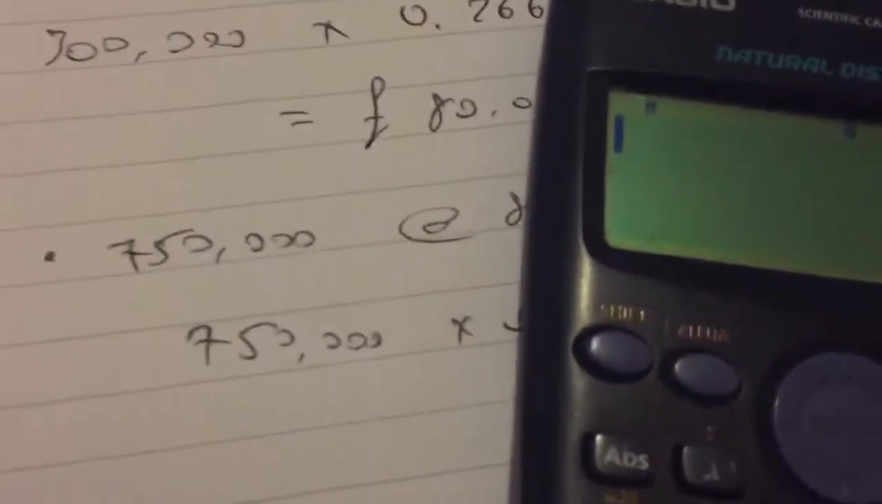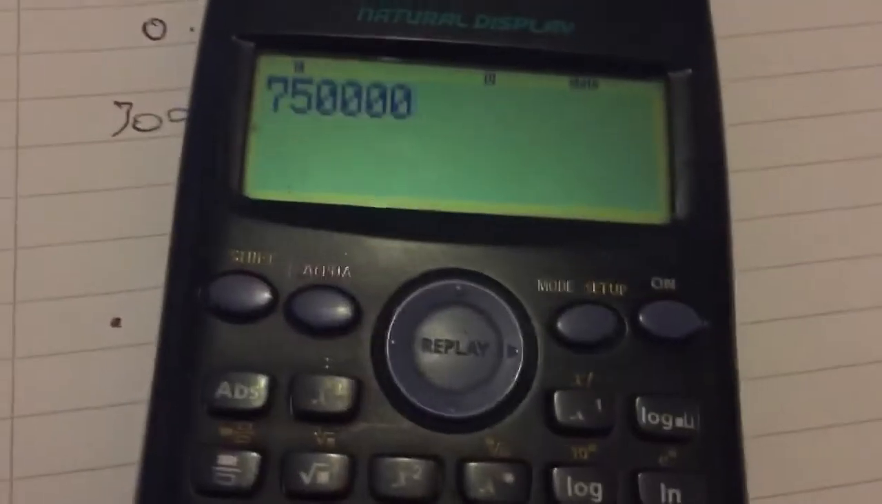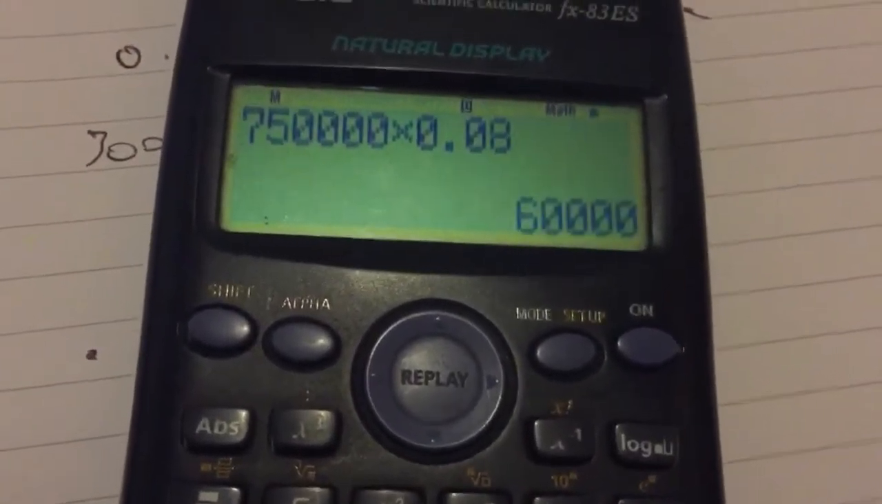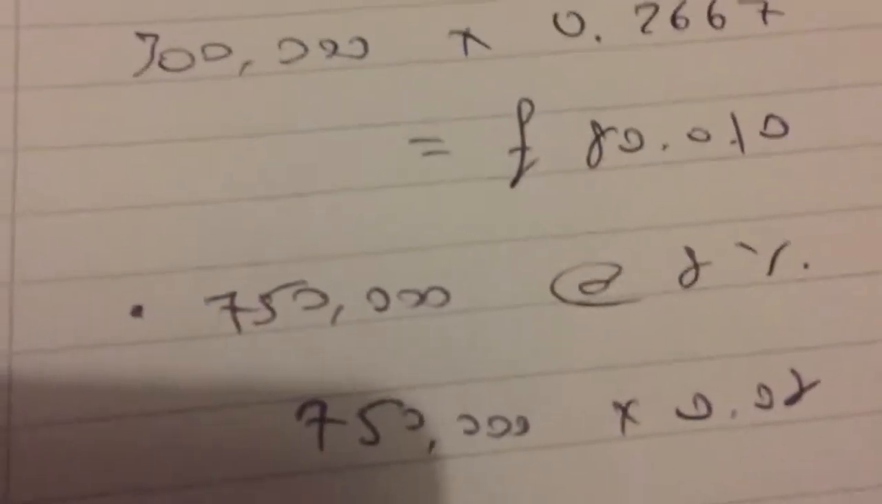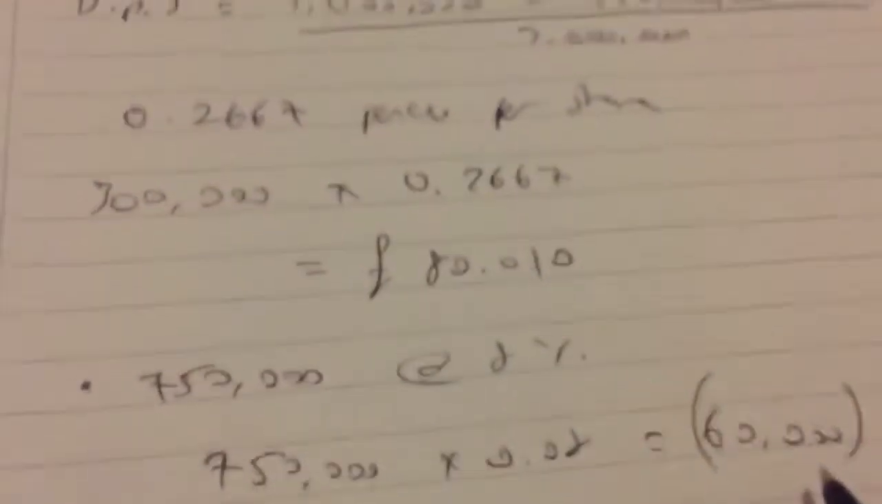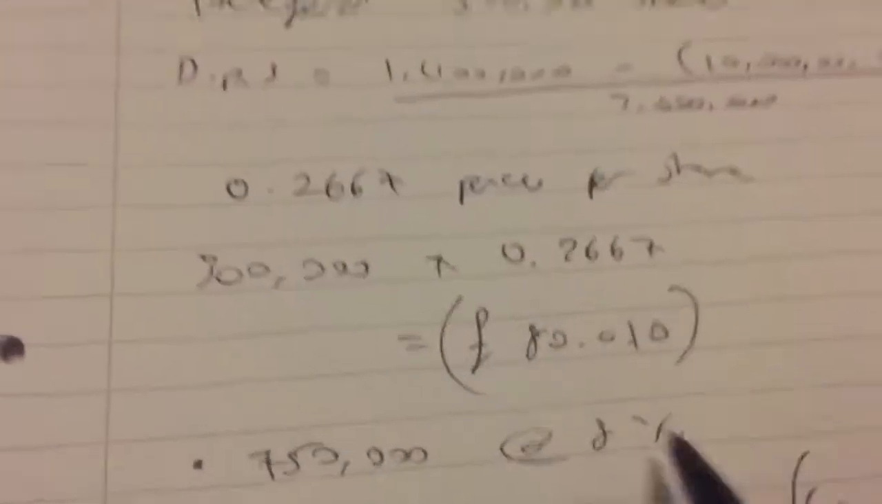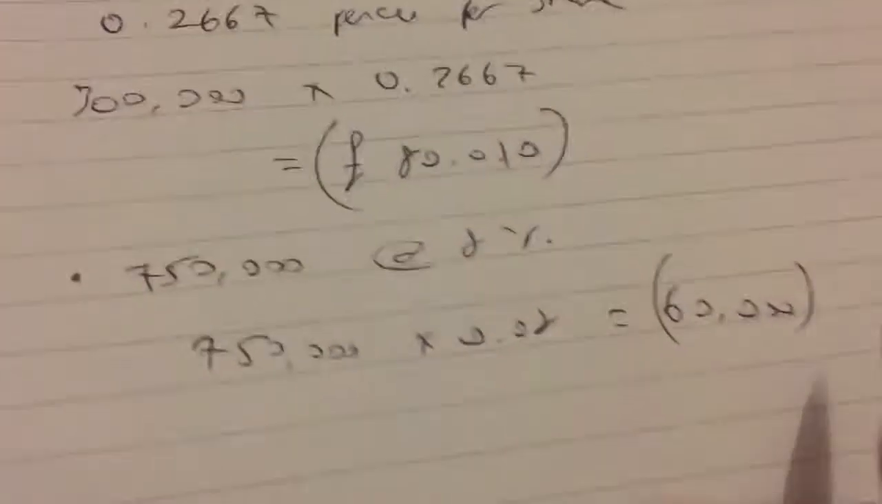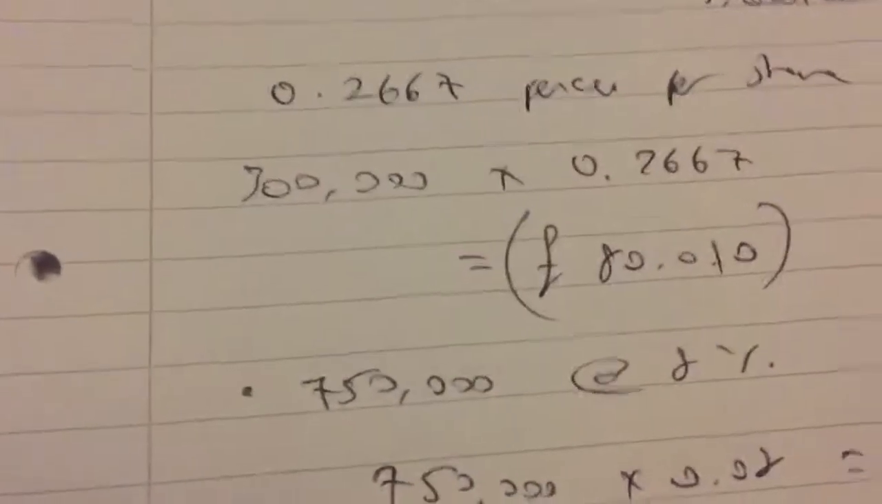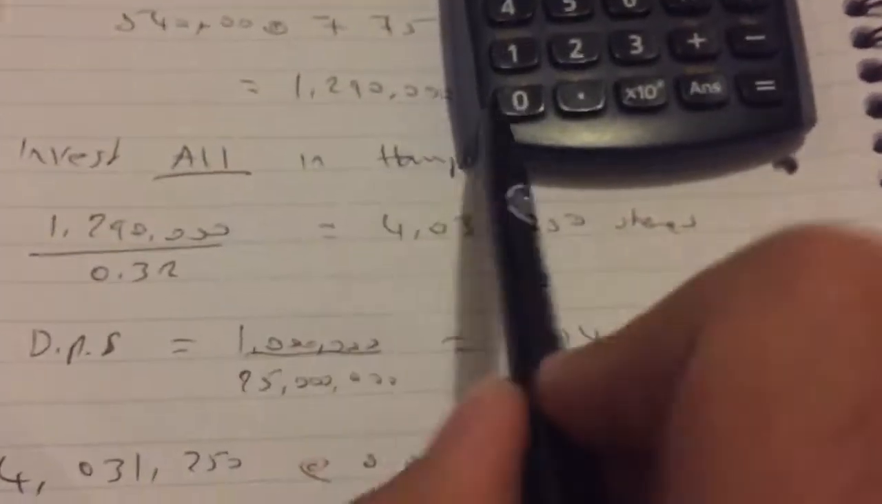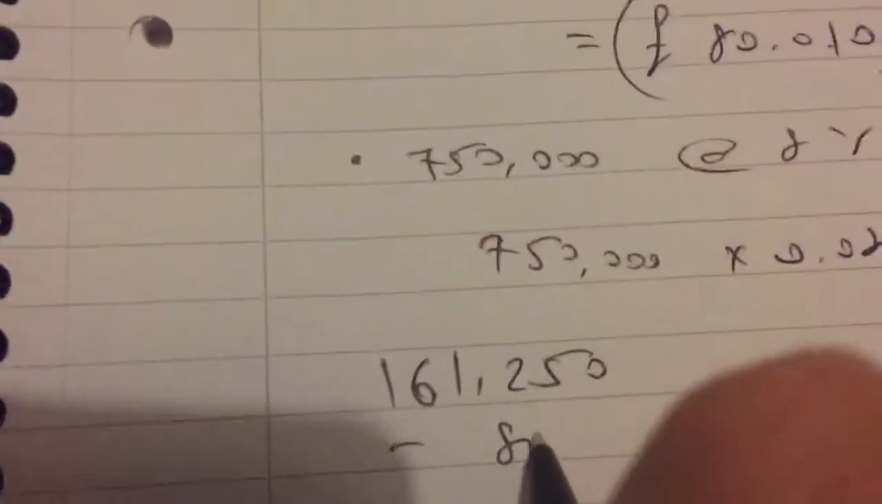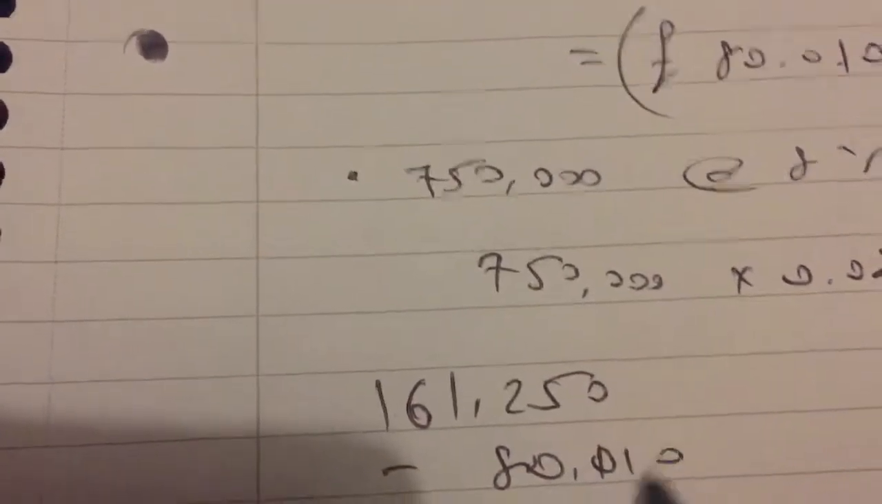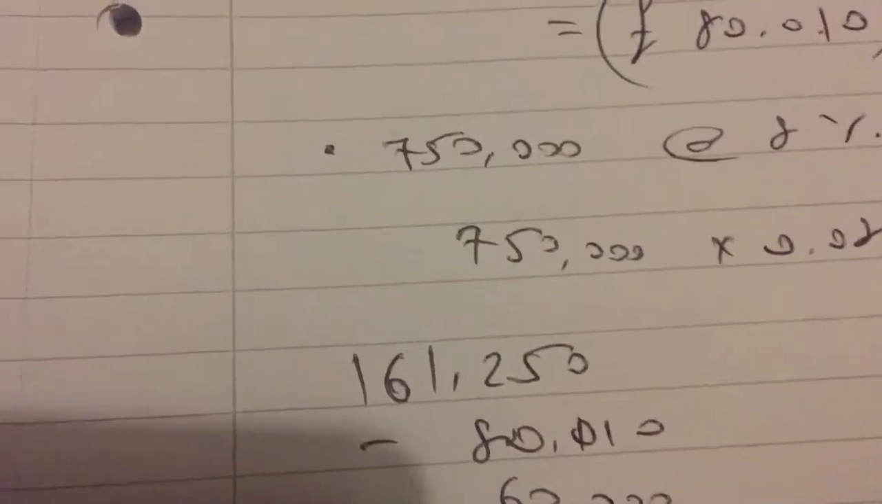So 750,000 we borrowed at 8% from the bank equals 60,000. So these are his two costs. That's his first cost, that's the second cost. This is the first cost from the dividends foregone. And he made 161,250 in dividends when he invested everything in Hampshire. Take away the 80,010, take away the 60,000.